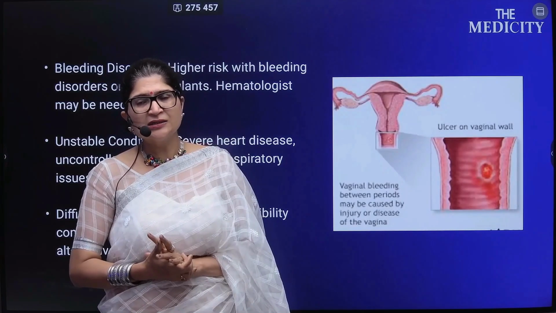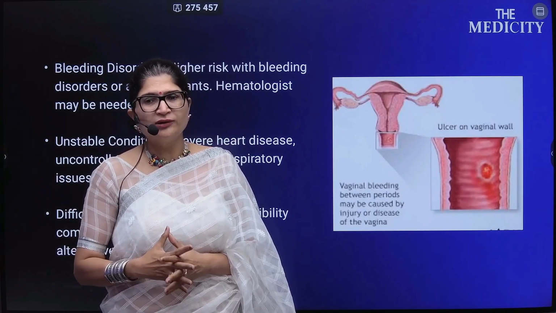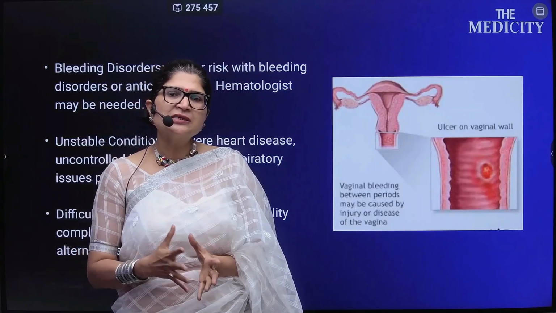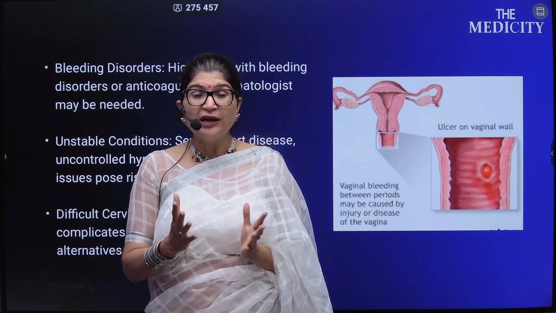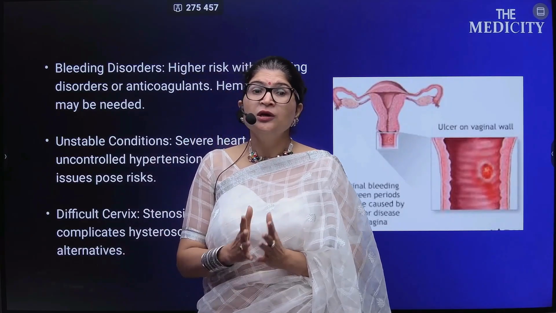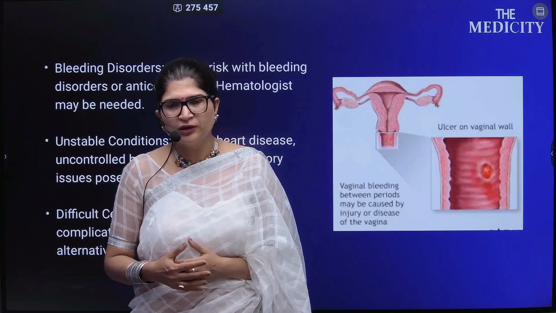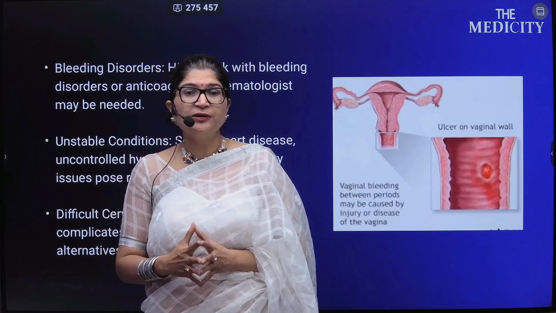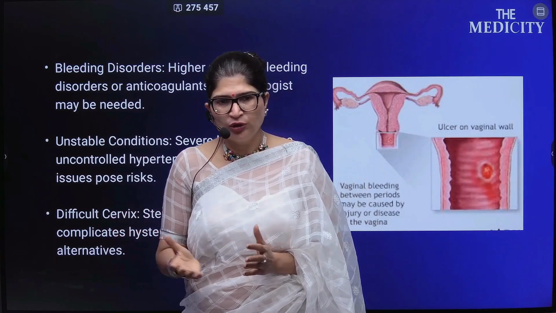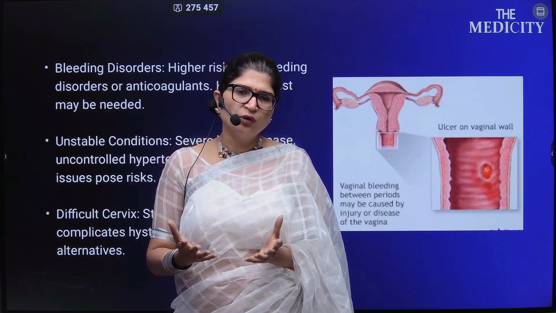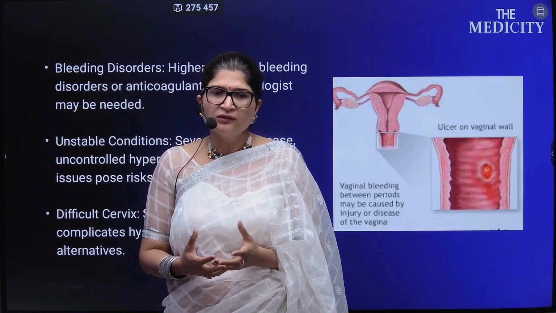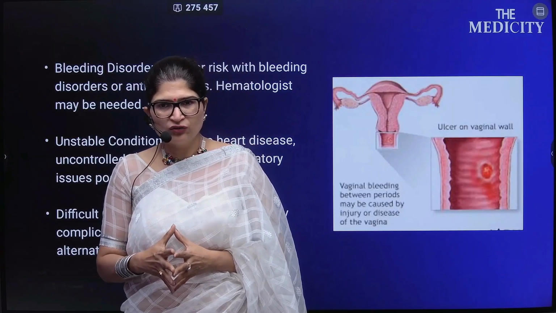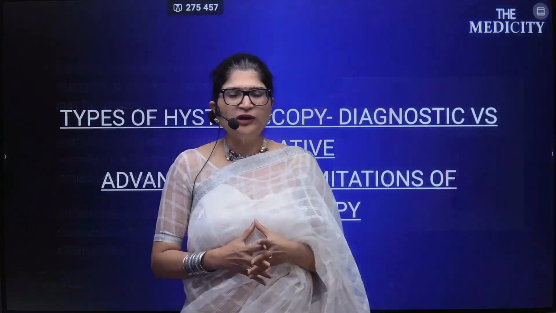Bleeding disorders: if a patient has a bleeding disorder or is on anticoagulants, then it is better to consult a hematologist before planning for hysteroscopy. If the patient has any kind of unstable condition, be it heart, any kind of comorbidity, uncontrolled hypertension, respiratory issue, it might pose a risk in hysteroscopy. The patient has to be evaluated properly for the anesthetic backup as well as from the surgical point of view. If there is a difficult cervix, as I've already discussed, it might be stenotic, and we are not able to access the os. It might complicate hysteroscopy. Before doing hysteroscopy, we need to dilate the os. So these are the indications and contraindications for diagnostic as well as operative hysteroscopy.